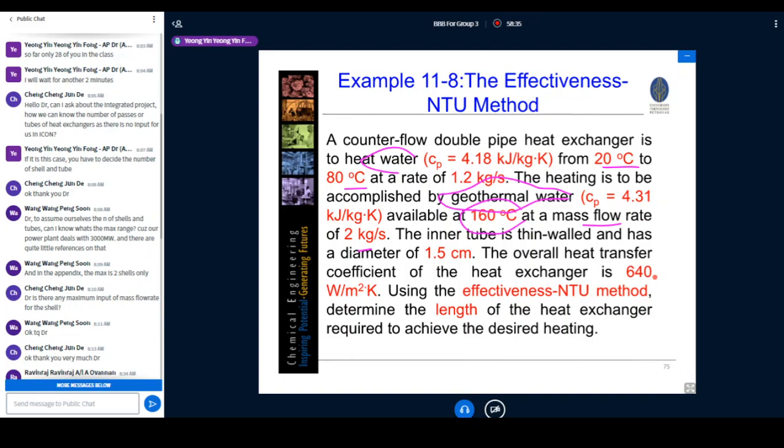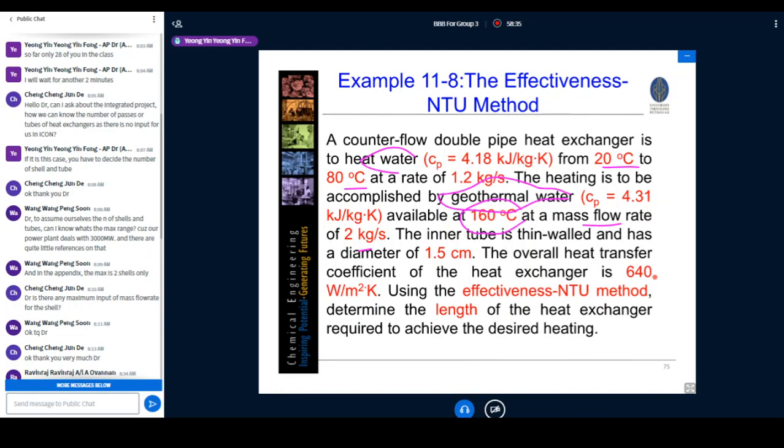Okay, the question is just asking you to determine the length of the heat exchanger. The L equals how much? We do not need to calculate TH out, and it is not given. So we will proceed with the effectiveness NTU method. As I mentioned just now, in fact, you can use LMTD.